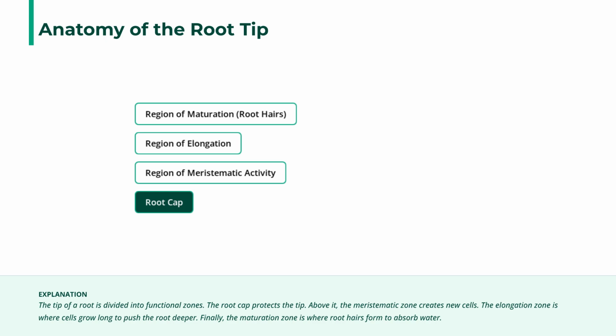The root tip has functional zones. The root cap protects the tip. Above it, the meristematic zone creates new cells, the elongation zone pushes the root deeper, and the maturation zone forms root hairs for water absorption.